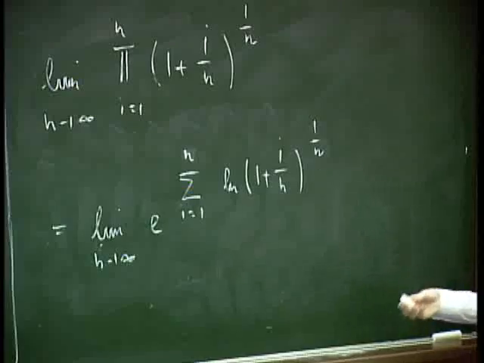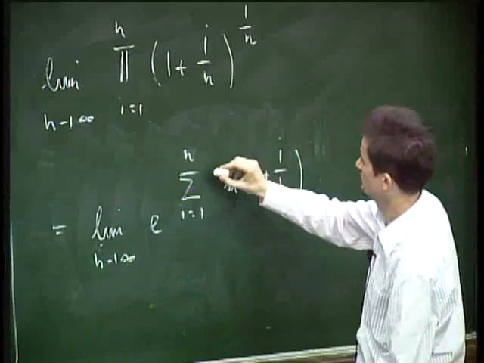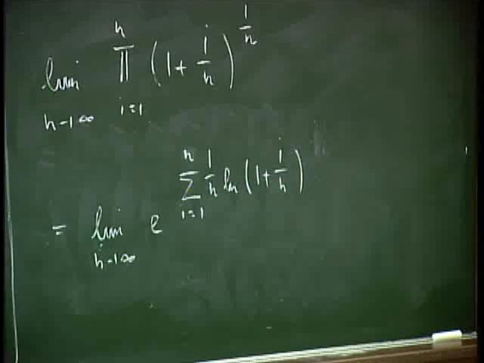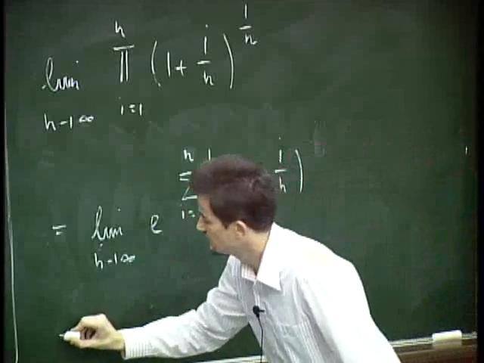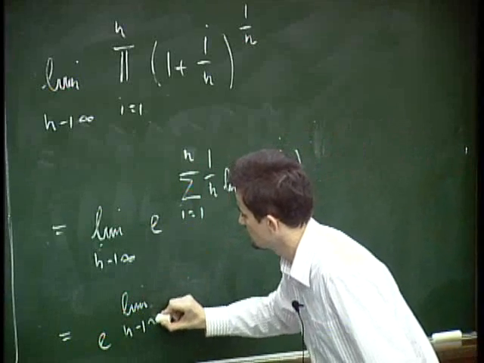And this is now indeed a Riemann sum, because you can take down this 1 over n, and you see, this is really a Riemann sum here. Of course, you can take the limit into the exponent, because e is a continuous function. So you have this here.